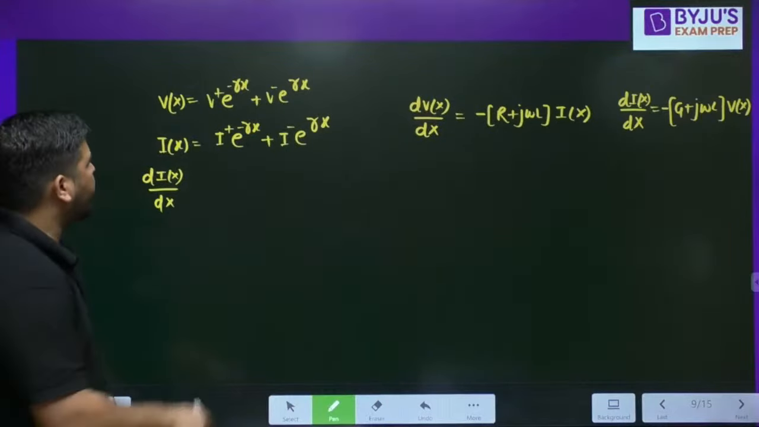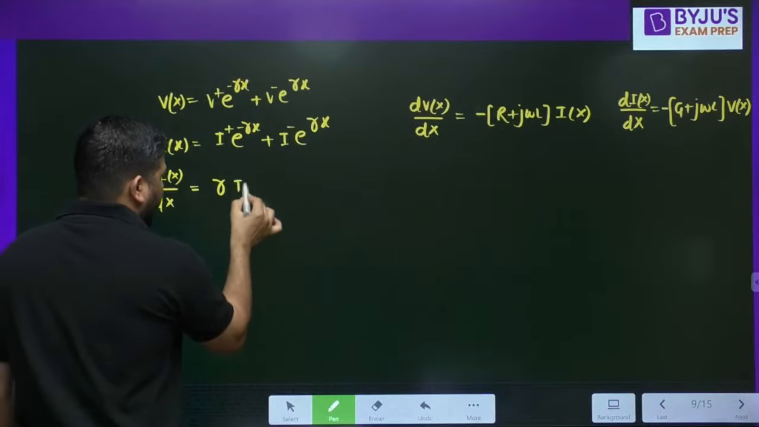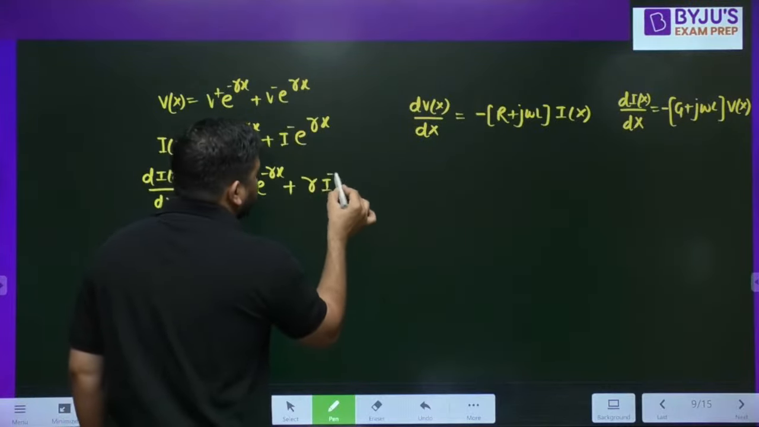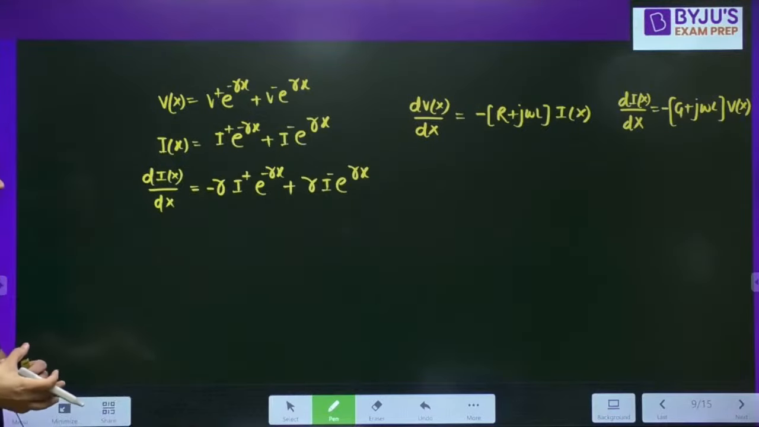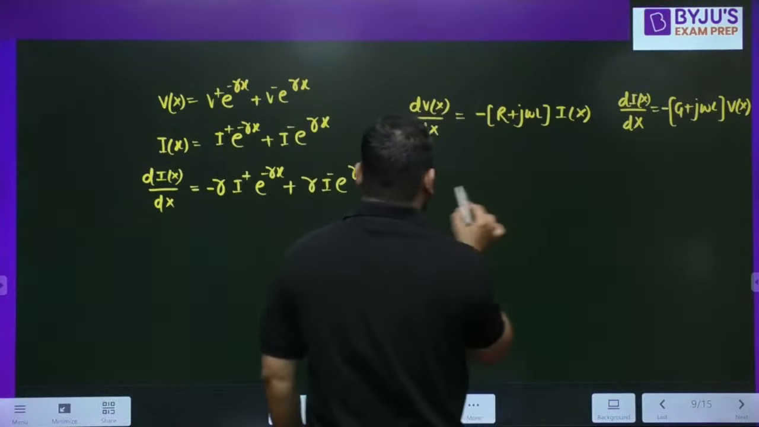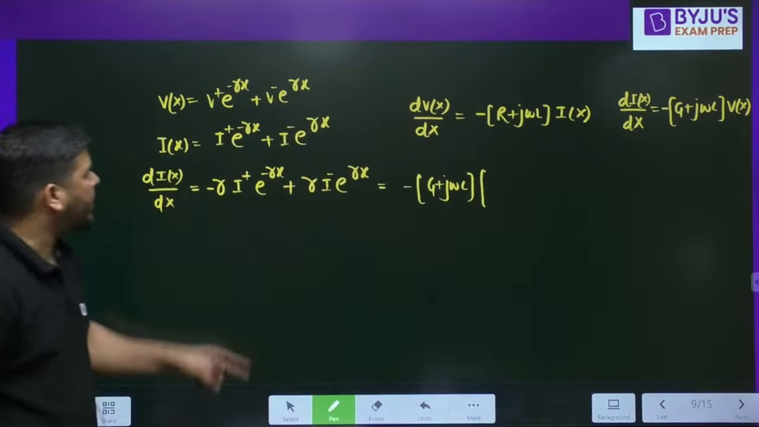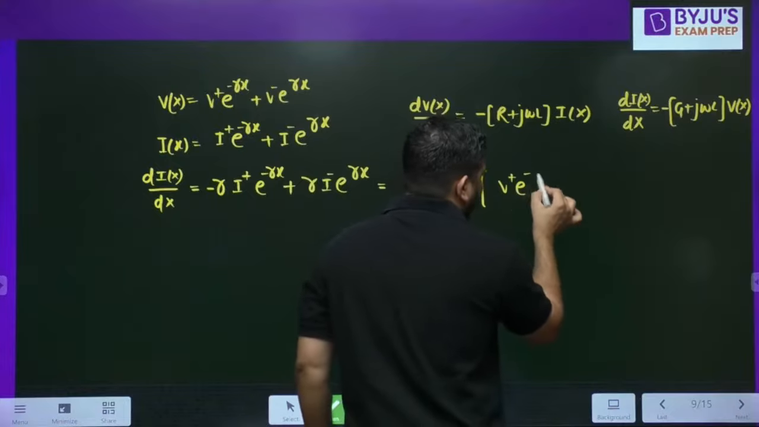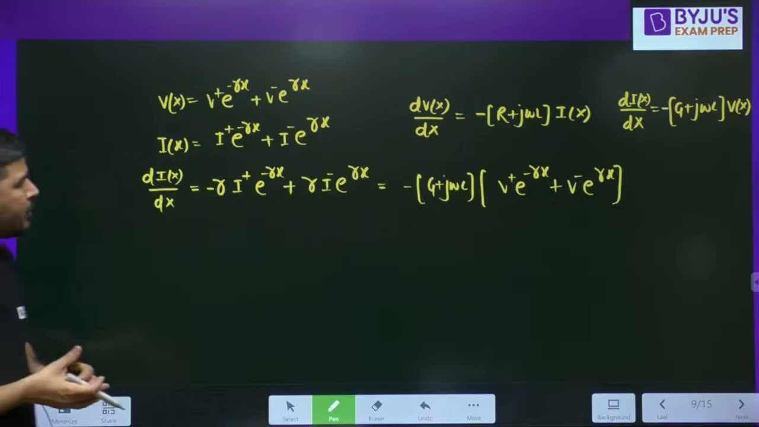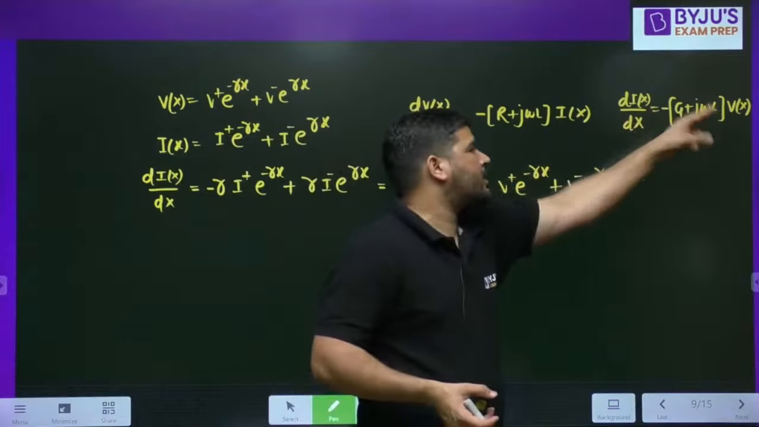Now, if I take the derivative of this current expression, that derivative will be equal to -γI⁺e^(-γx) + γI⁻e^(γx). Okay. If I take the derivative, it will look like this, and I can write it like this. This must be equal to minus (G + jωC) into V(x). And V(x) is V⁺e^(-γx) + V⁻e^(γx). So you can see that I have calculated dI/dx from this I(x) expression. That must be equal to minus (G + jωC) into V(x).